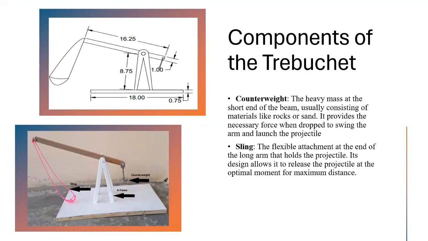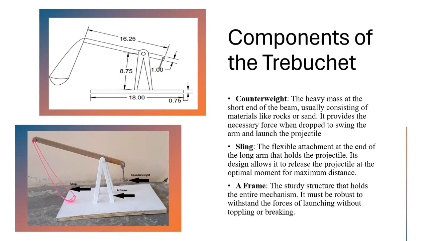Next, we have the sling, a flexible attachment at the end of the long arm that holds the projectile. Its design allows it to release the projectile at the optimal moment for maximum distance. The material used in our project was a polymer string. Next, we would have the A-frame, a sturdy structure that holds the entire mechanism. It's usually robust to withstand forces of launching without toppling or breaking. The material used in our project was wood.